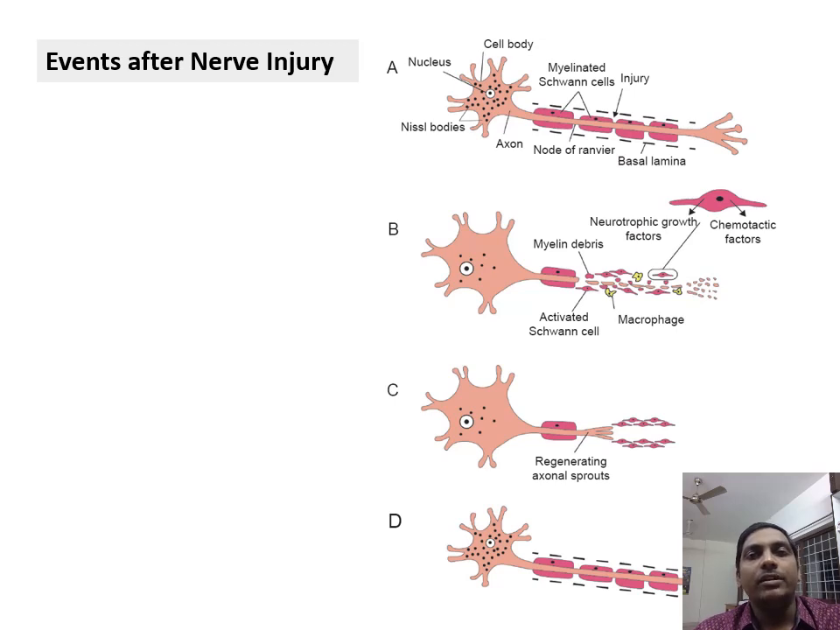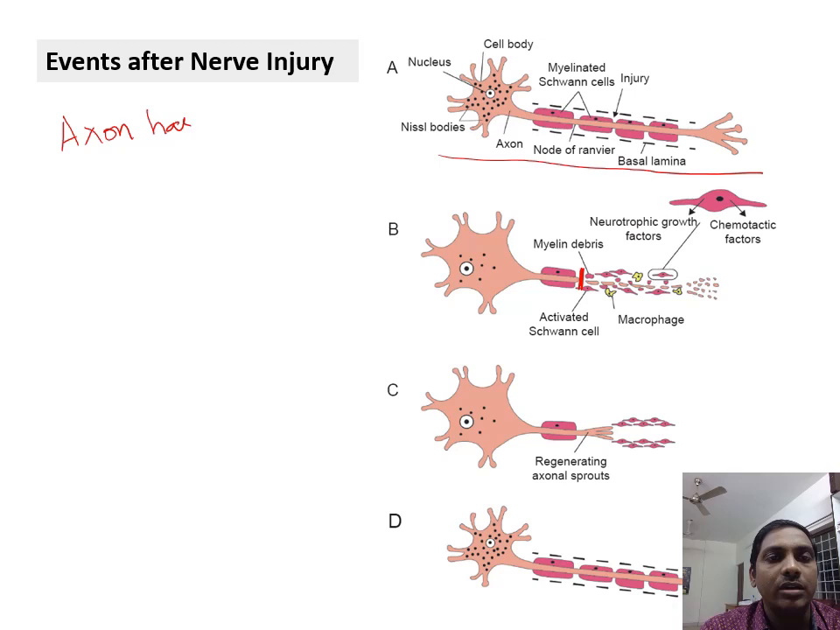So what happens after the injury has happened to the nerve? Generally there are several classifications and degrees of nerve injuries, which we will discuss in the future slides. But what really happens? This is the nerve fiber as we described earlier, and this is the site of injury that has happened. In this case the axon has been cut, or the entire nerve has been transected. We take this scenario.